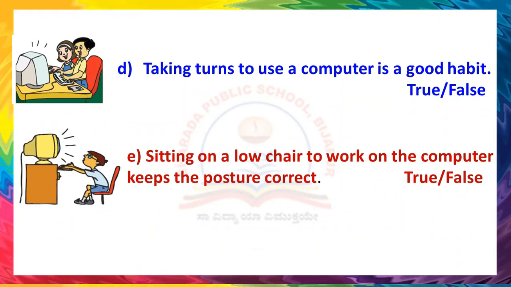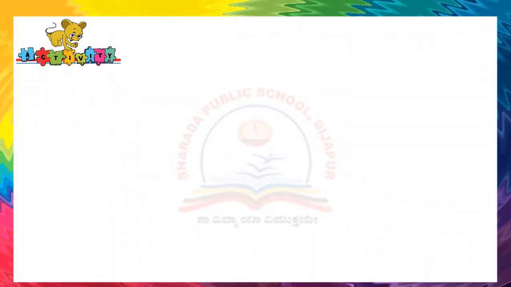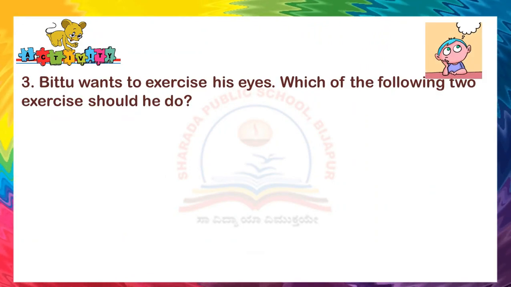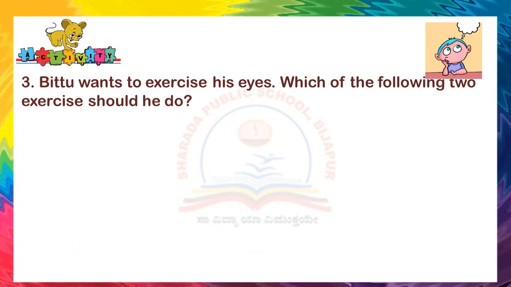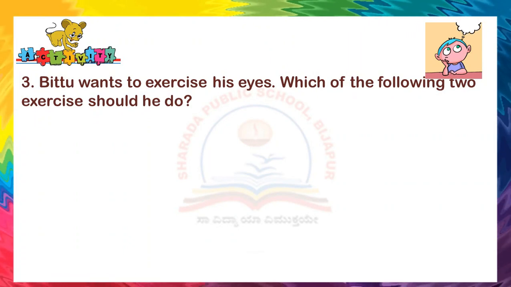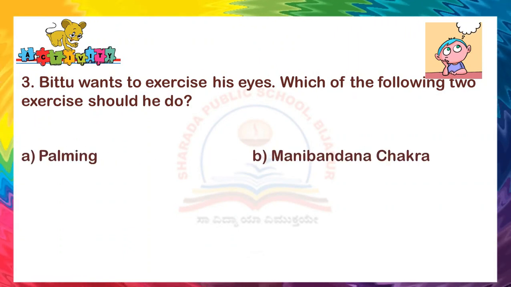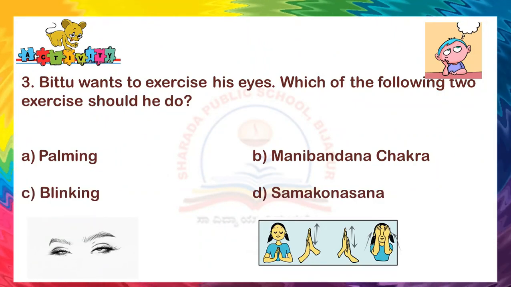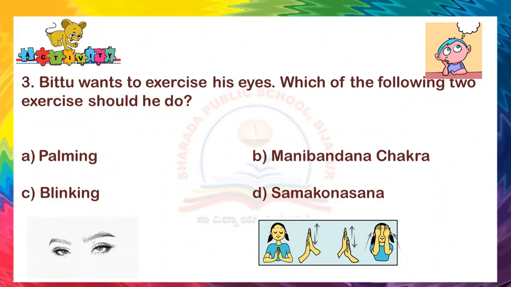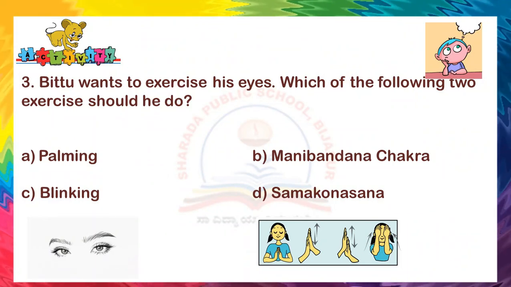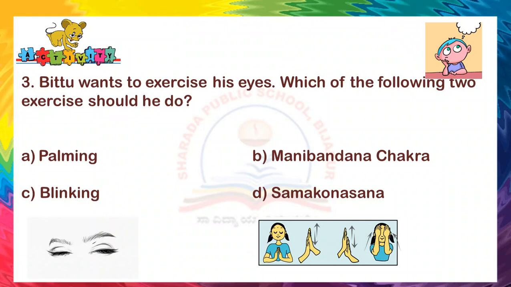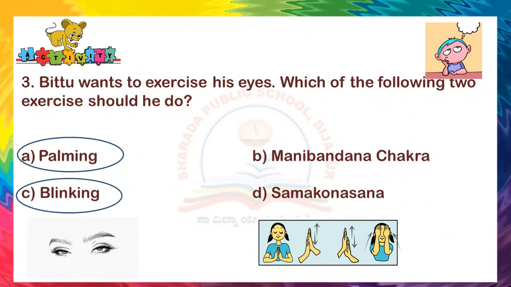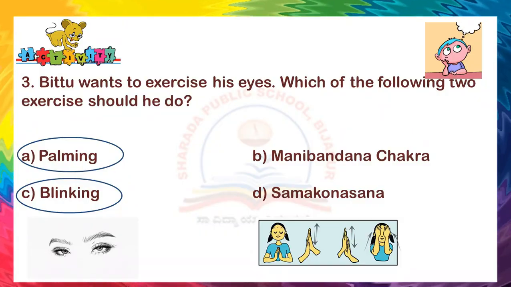Let me take you to activity number 3. Bittu wants to exercise his eyes. Which of the following 2 exercises should he do? Options: palming, Manibandhana Chakra, blinking, Samakonasana. Can you guess, children, which are the 2 options? Yes, you are right. Palming, blinking. Hope you understood this activity, children.